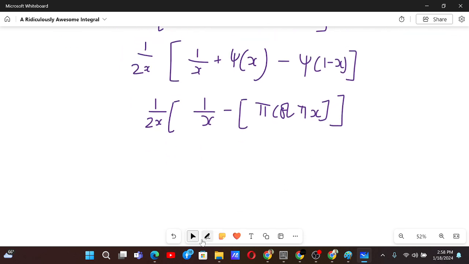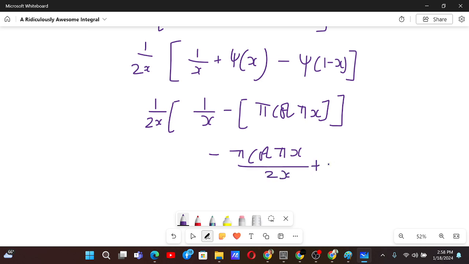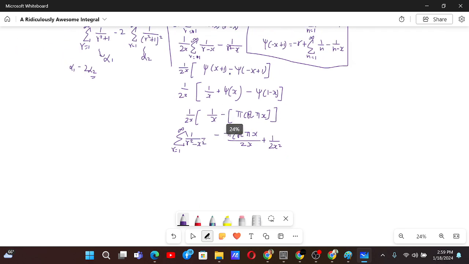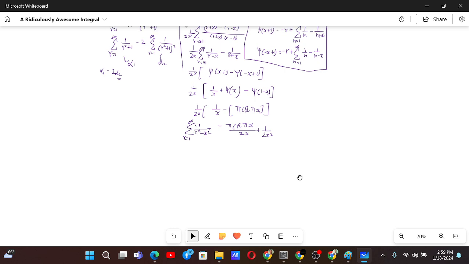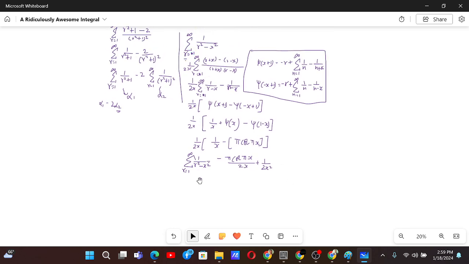So this is actually the sum: minus pi cot pi x by 2x plus 1 by 2x square. This is actually the sum for r going from 1 to infinity of 1 by (r square minus x square). This is actually the formula. We initially started with that thing, and so this is the formula.